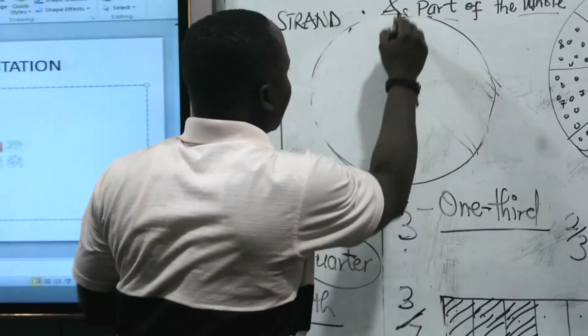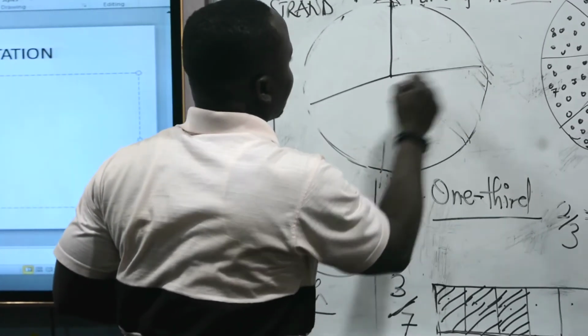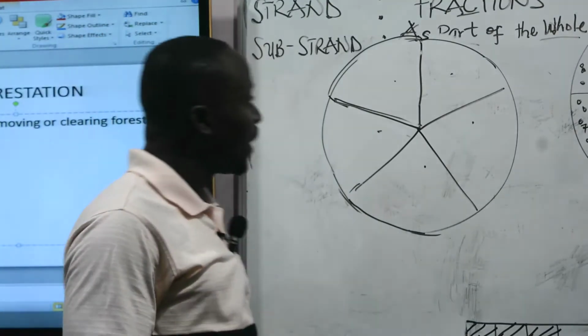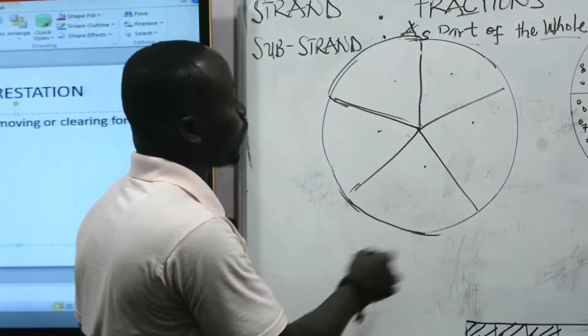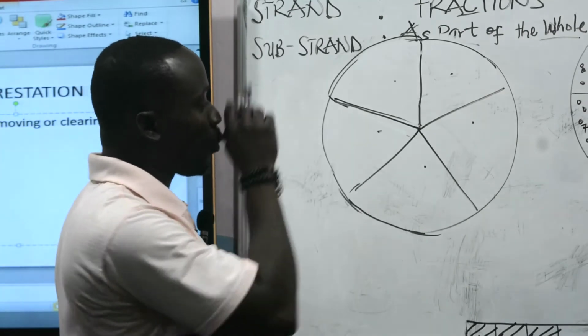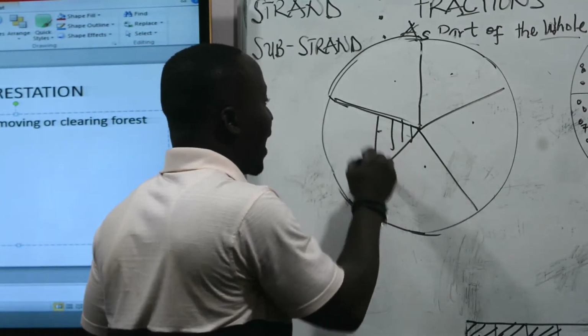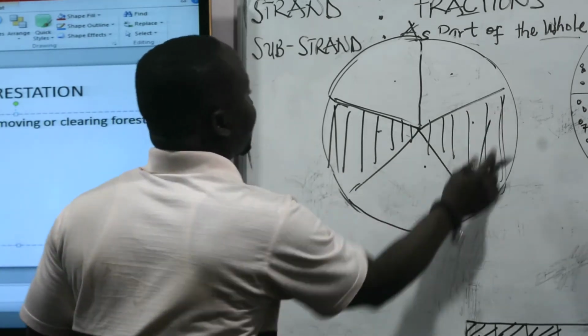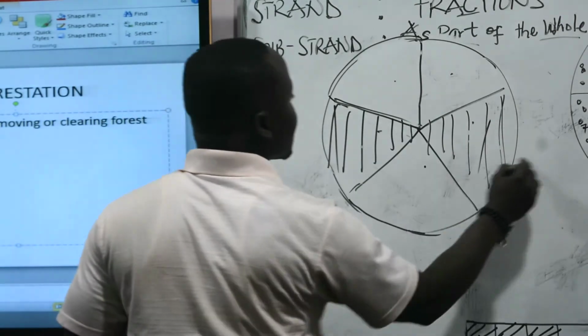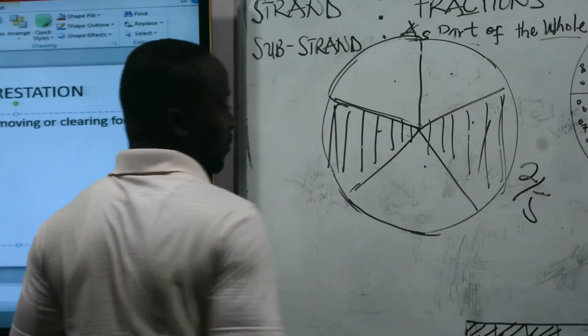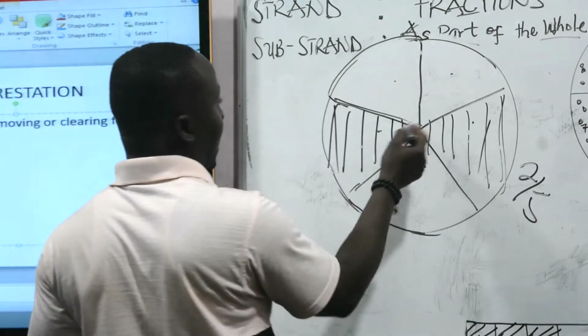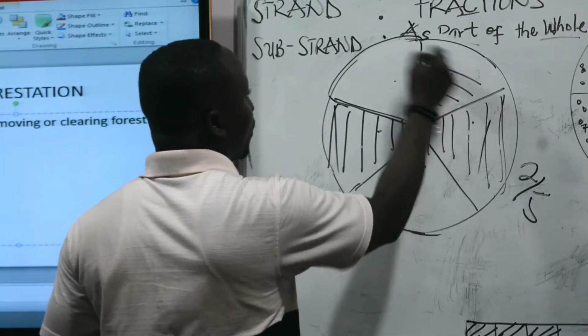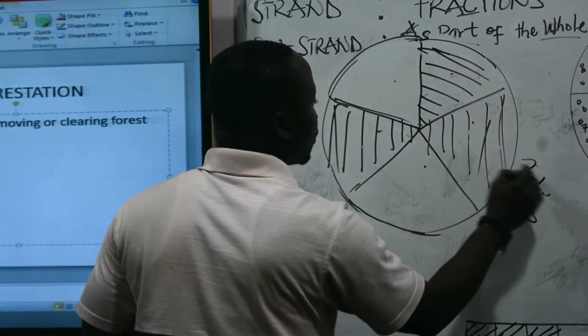In the same order, if this object is divided into 5 portions, when I shade 2 out of the 5, this fraction can be referred to as 2 over 5. We can have different types. When I shade 3, it's going to be 3 out of 5.